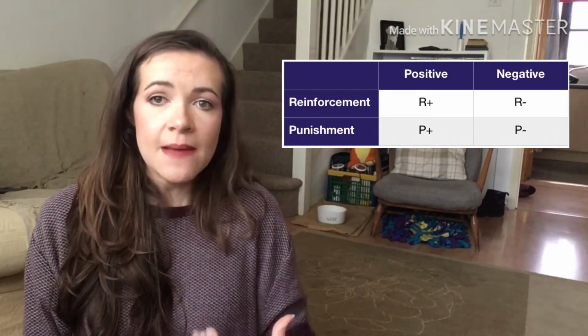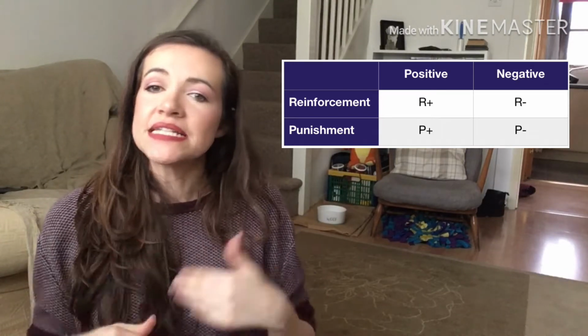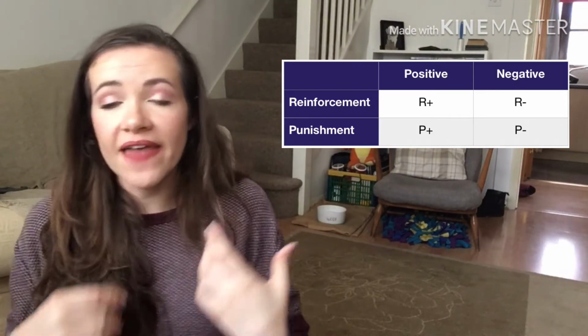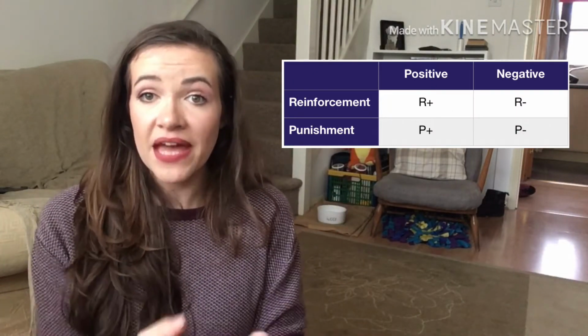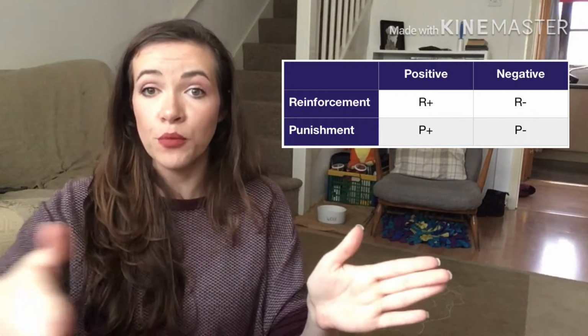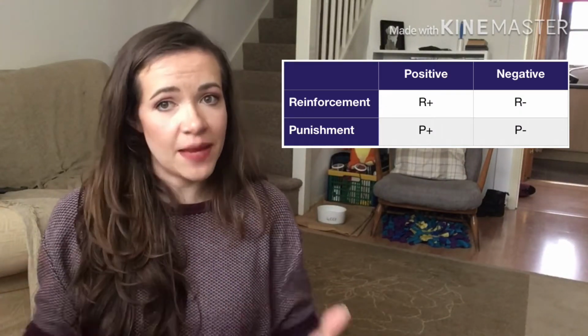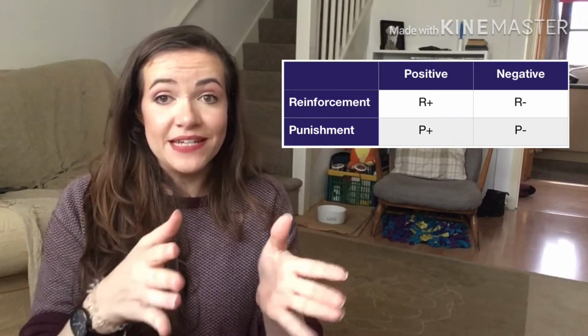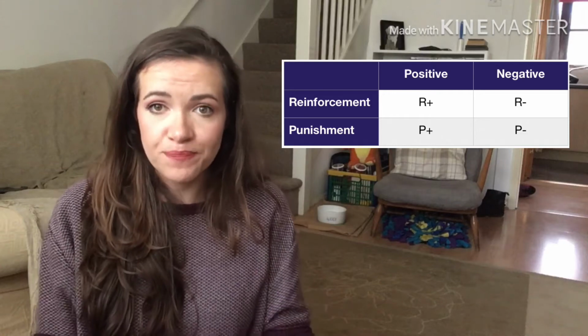So positive means adding something into the equation, whereas negative means you're taking something away from it. And then you've got reinforcement, which means that you're increasing the chances of that behaviour happening again, so that behaviour is going to happen more often. And you've got punishment, which means you're decreasing the chance of that behaviour happening, which means that that behaviour hopefully will suddenly or gradually stop over time.